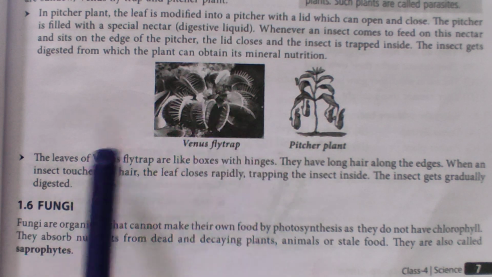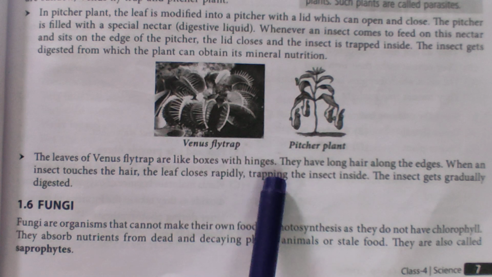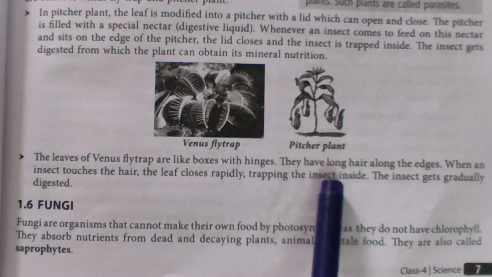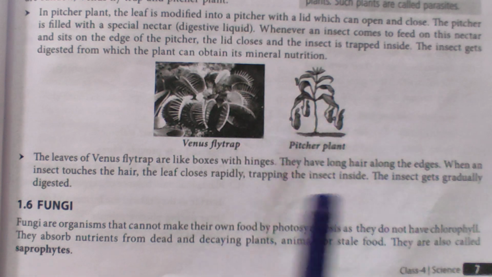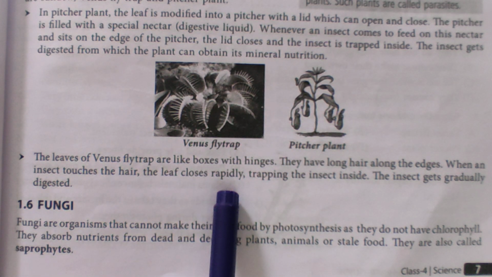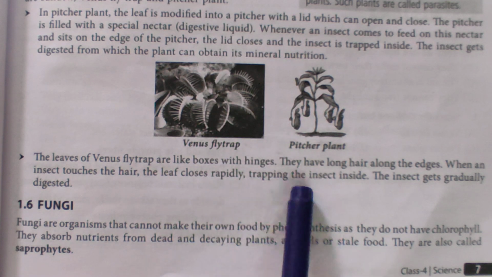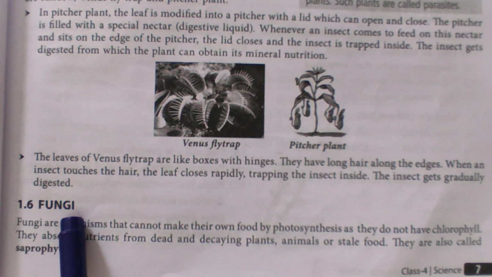Now, see here, the leaves of the Venus flytrap are like boxes with hinges. They have long hair along the edges. When an insect touches the hair, the leaf closes rapidly, trapping the insect inside. The insect gets gradually digested.